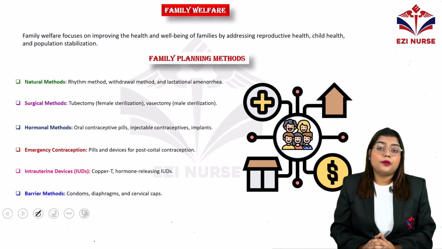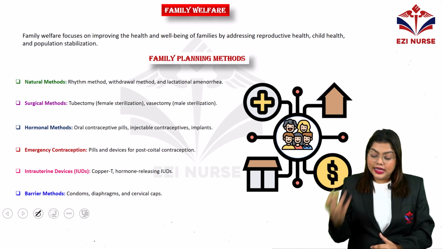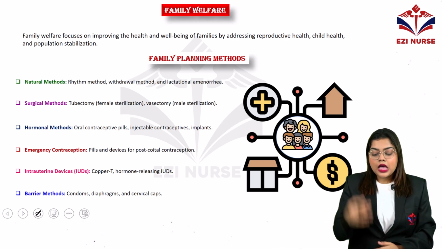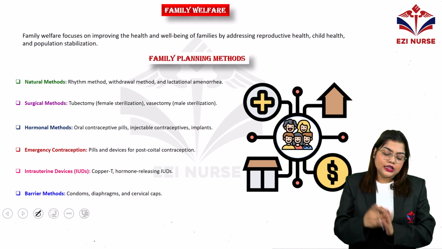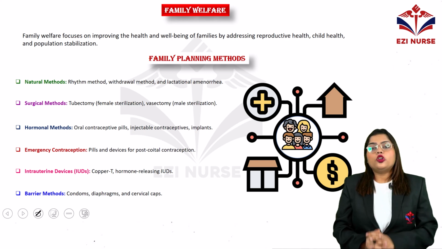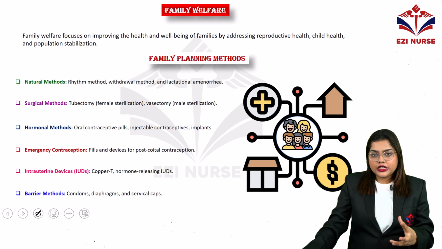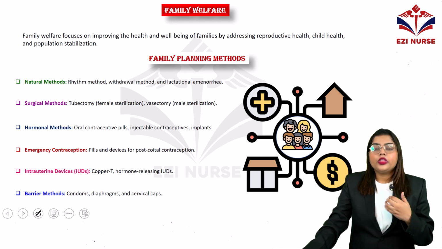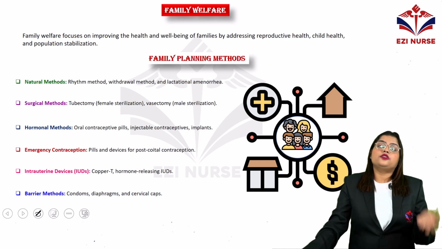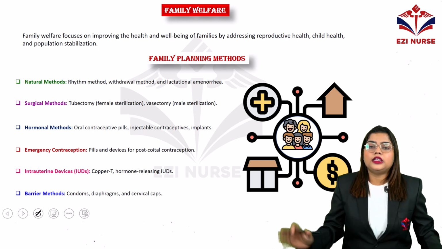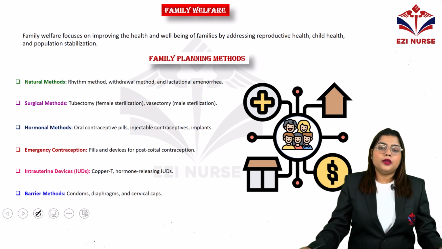So now what is family welfare? Family welfare focuses on improving the health and well-being of families by addressing reproductive health, child health and population stabilization. So not only are we improving reproductive health, like the fertility of females, but we are also protecting children, maintaining their health, and controlling the population by giving awareness regarding the population and family planning methods.